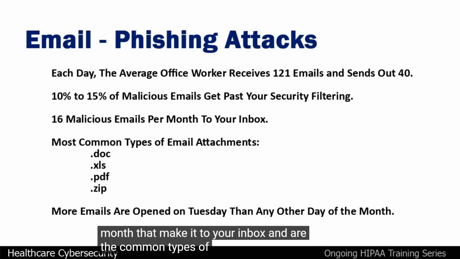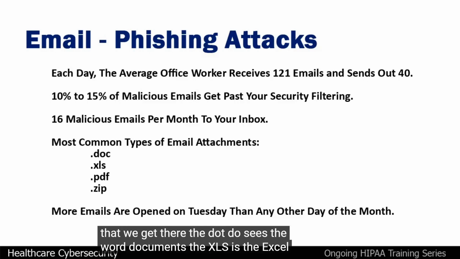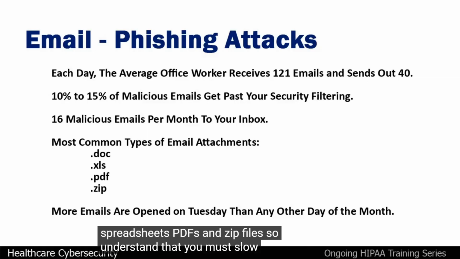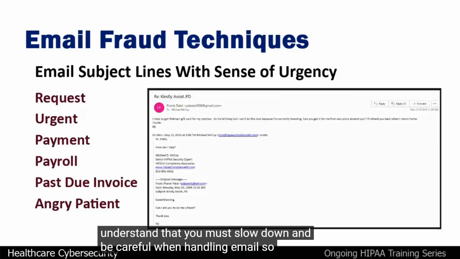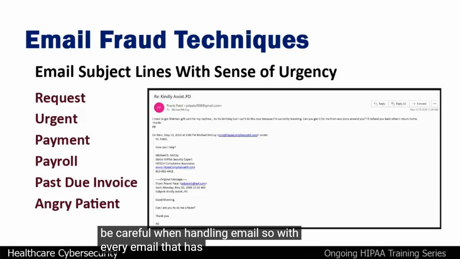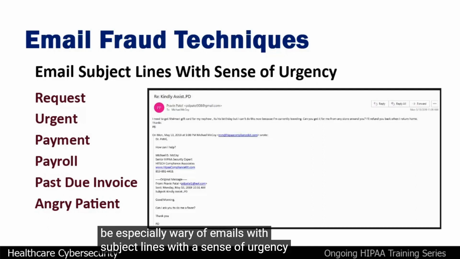And they're the common types of email attachments that we get. They're the .docs, the Word documents, the XLSs, the Excel spreadsheets, PDFs, and zip files. So understand that you must slow down and be careful when handling email. So with every email that has an attachment or a hyperlink, you have to stop and slow down. Be especially wary of emails with subject lines with a sense of urgency.